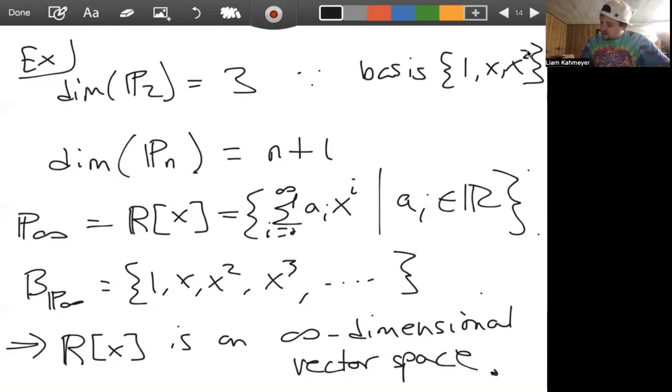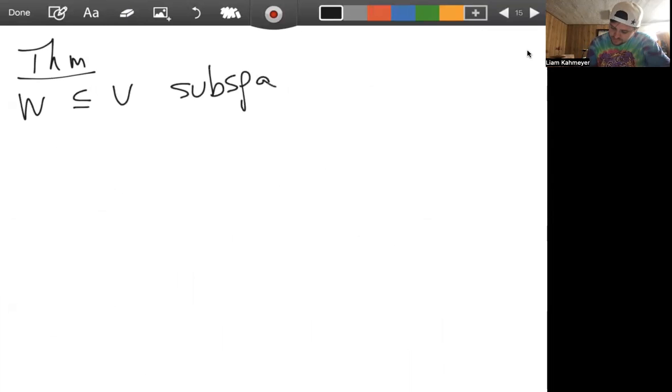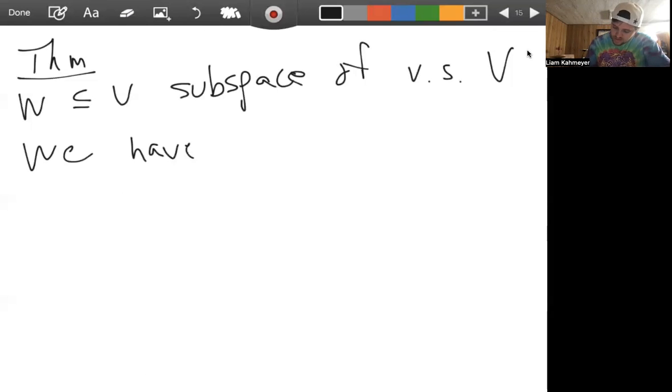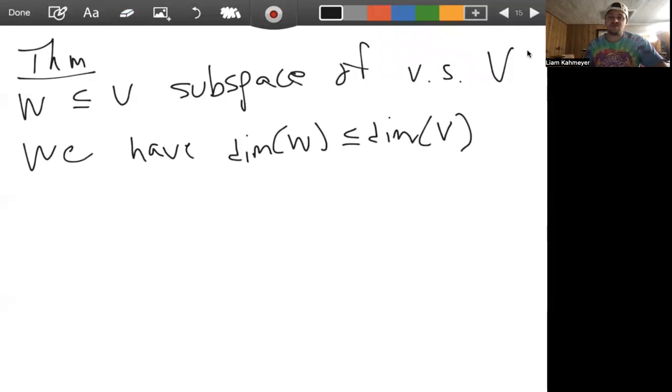Okay, let's see a theorem here that relates subspaces and dimension of vector spaces. So theorem: we have that W contained in V, let's let this be a subspace of vector space capital V, then we necessarily have that the dimension of W is less than or equal to the dimension of V. So that's saying the number of basis elements for a subset cannot exceed the number of basis elements for the overall set itself.